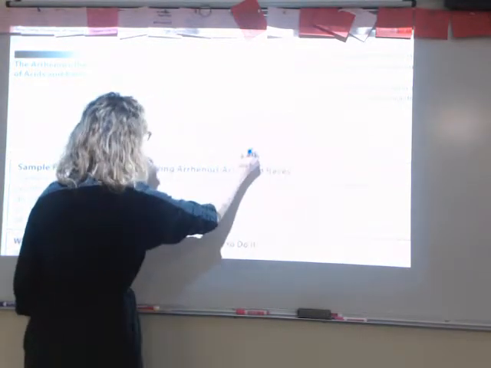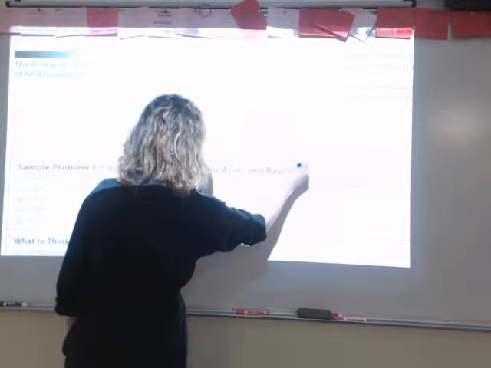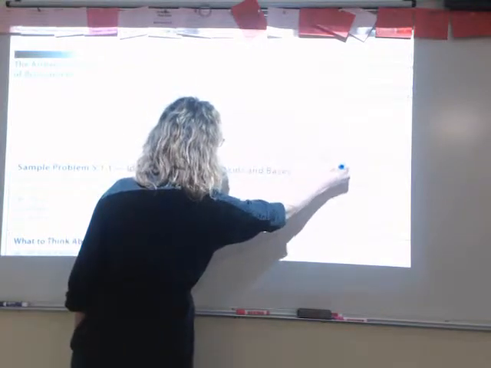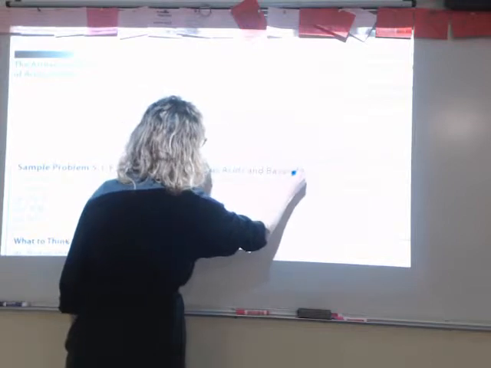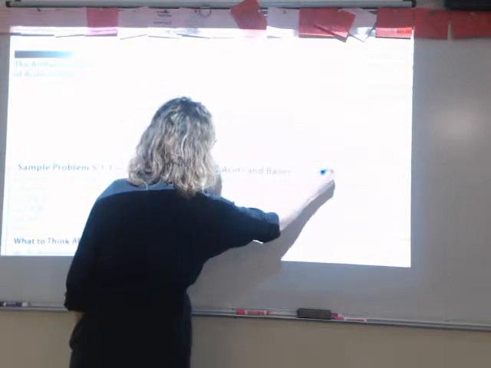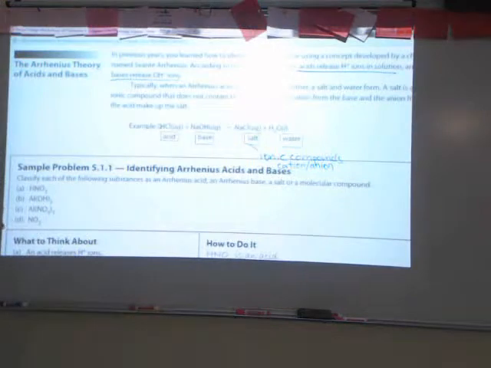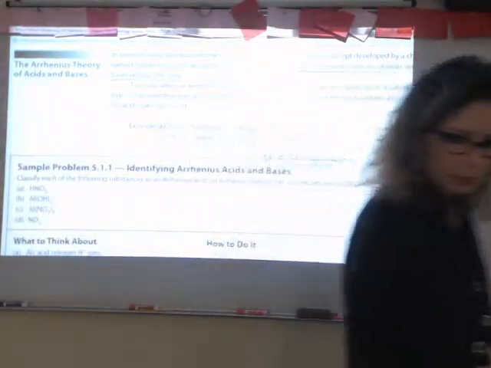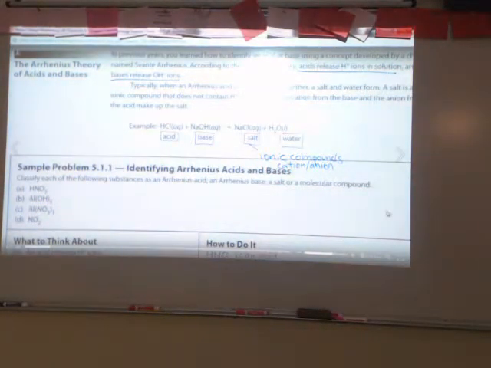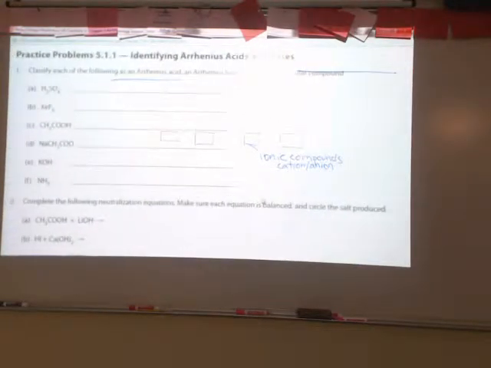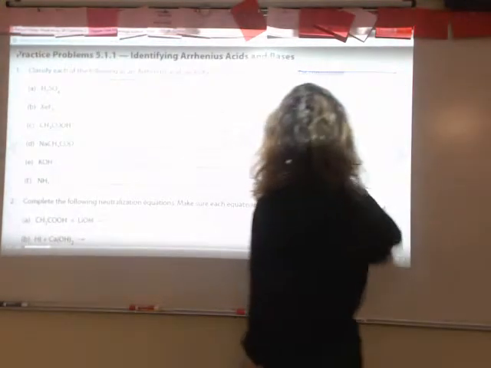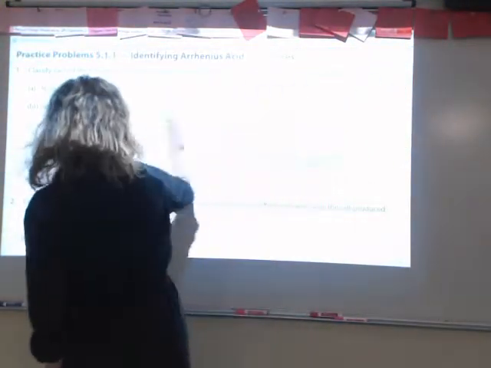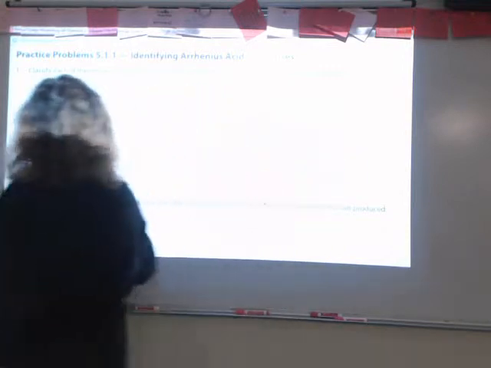Now remember, a salt is an ionic compound. Ionic compounds are attractions between a cation and an anion. Okay, the cation will always be listed first and the anion will always be listed second. Okay, so let's take a look at some practice problems over here. Let's classify the following as an Arrhenius acid, base, salt, or molecular compound.